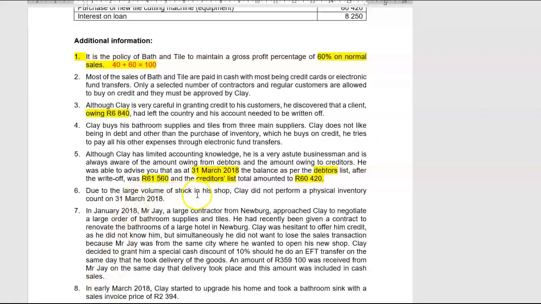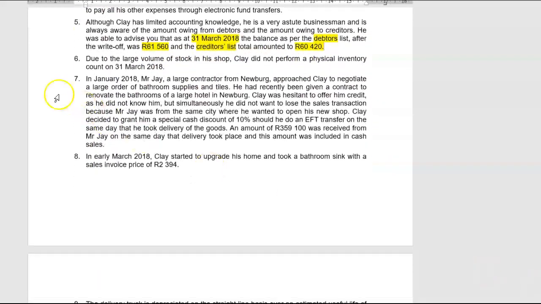Due to the large volume of stock in his shop, Clay did not perform a physical stock count on 31 March 2018. Now that's a nice way to tell you that you have to close off the inventory account, and the closing balance is going to be the balancing amount, and that you're going to show in your statement of financial position as inventory on hand.